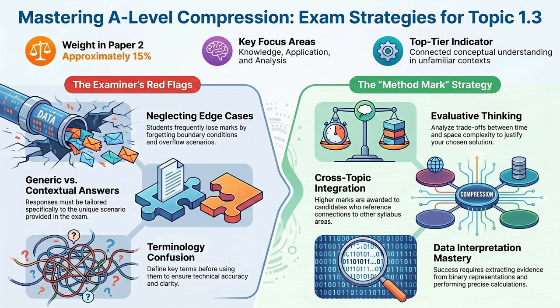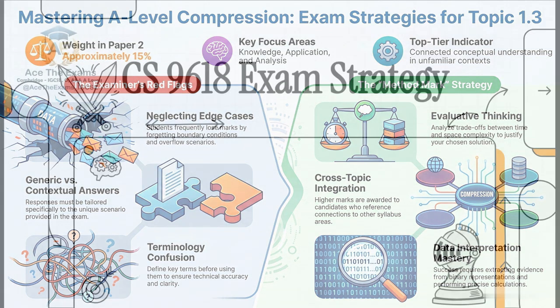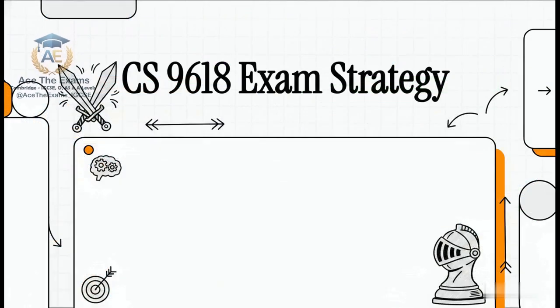Okay, let's dive into this. Welcome to this explainer on Cambridge Computer Science Paper 2, specifically focusing on the high-stakes battleground of Syllabus Code 9618.